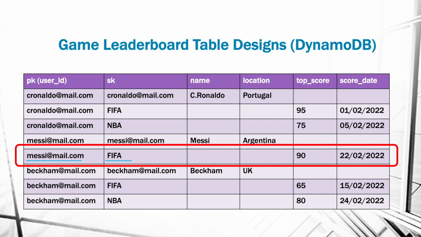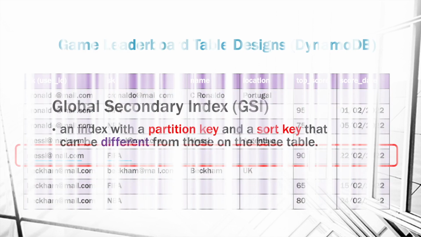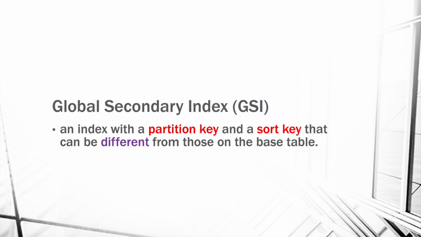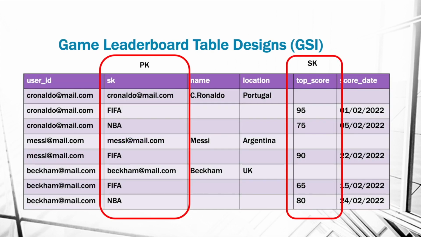Okay, you may say that, wait, Boris, we are designing a game leaderboard. How can we get the top score for each game if we design the key like that? Okay, actually I haven't finished all the things. Here I want to introduce another feature of DynamoDB, that is the Global Secondary Index, GSI. GSI is an index with partition key and sort key that can be different from those original keys from the base table. This means that I can define another attribute as the partition key and the sort key.